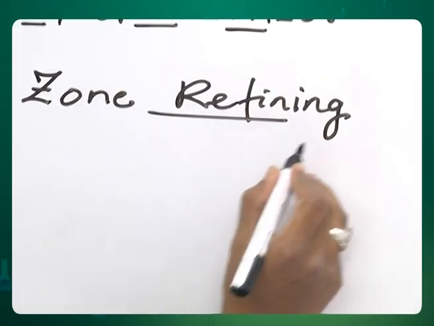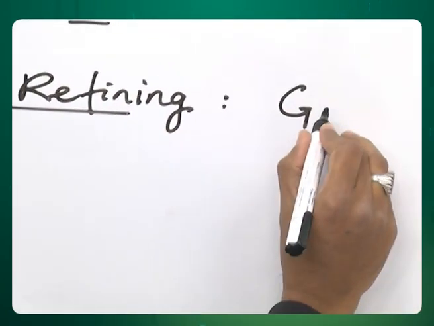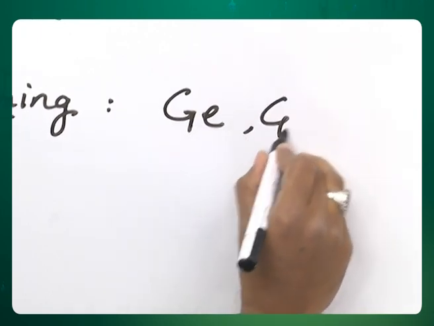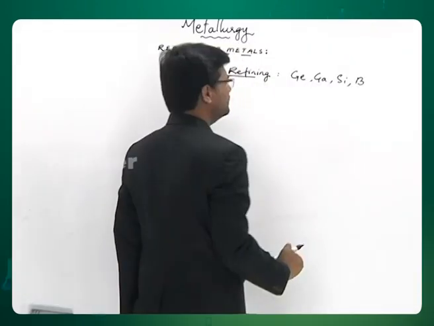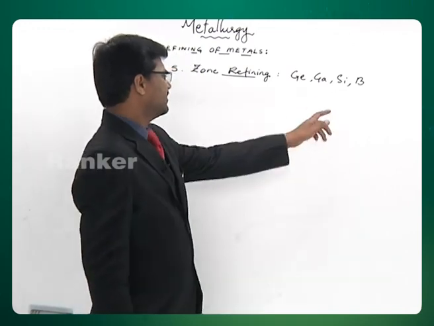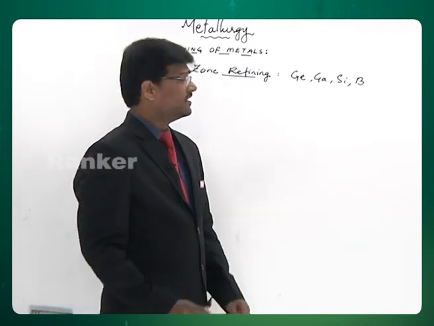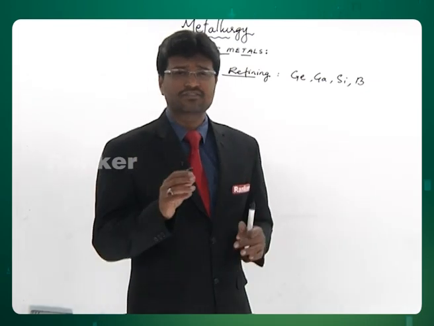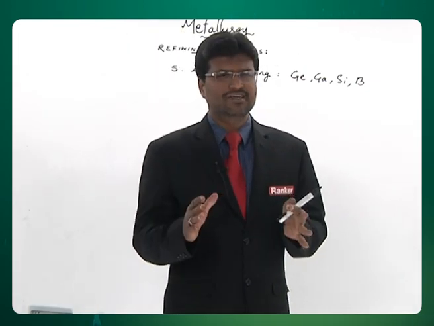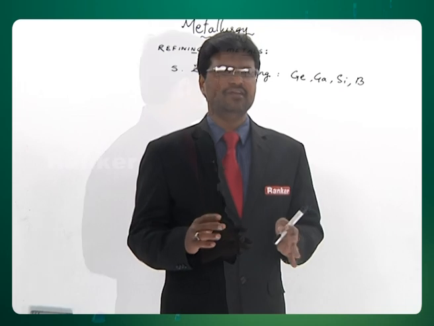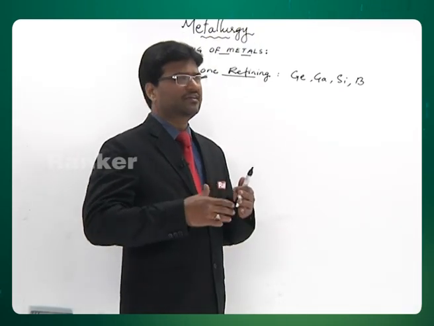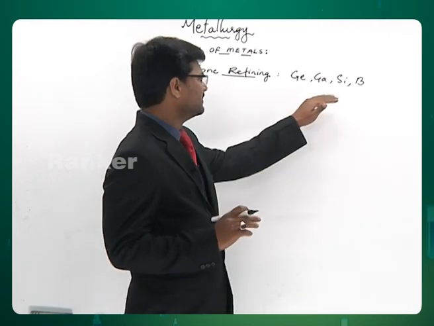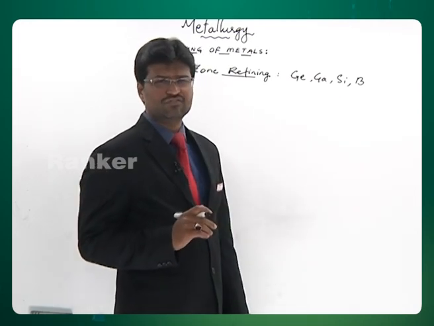Zone refining. This is applied for germanium, gallium, silicon, boron. These substances are purified by zone refining, and let me make it clear for you, zone refining gives you a metal with high purity. Ultra pure metals. Ultra pure means the impurities will be in parts per million. Such metals can be obtained by zone refining.